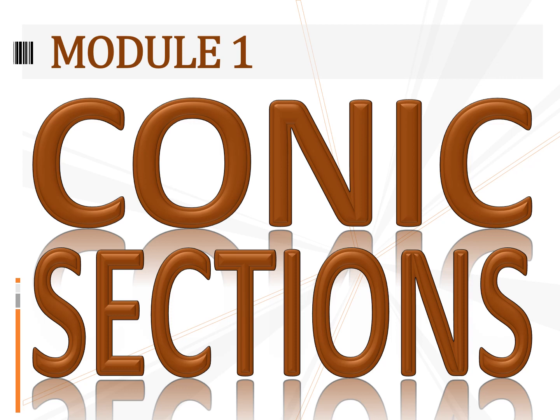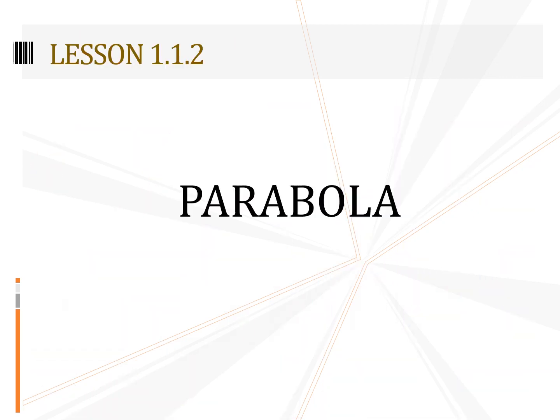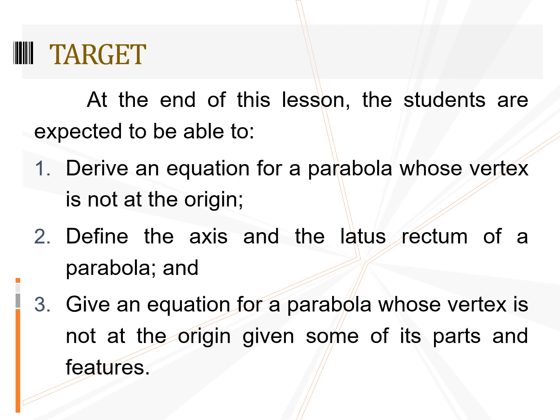Our lesson about conic sections is parabola. At the end of this lesson, the students are expected to be able to, first, derive an equation for a parabola whose vertex is not at the origin. Second, define the axis and the latus rectum of a parabola. And third, give an equation for a parabola whose vertex is not at the origin, given some of its parts and features.